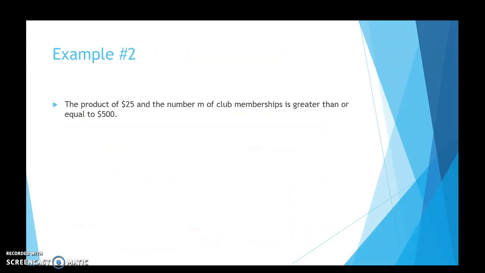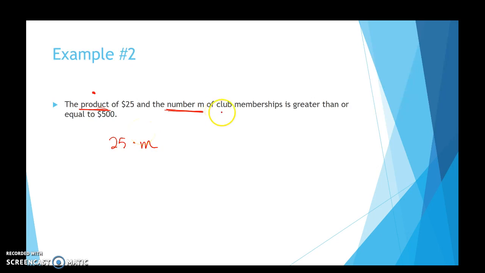Example 2, this expression is more of a verbal phrase versus a verbal model. It says the product of $25 and the number M of club memberships is greater than or equal to 500. I think first it'd be best to label what's in the sentence in mathematical terms so that we can write an algebraic expression. When we say the product of 25 and the number M, product in math means multiply. So we're multiplying the $25 times the number M for their club membership. We can write this as 25 times M.